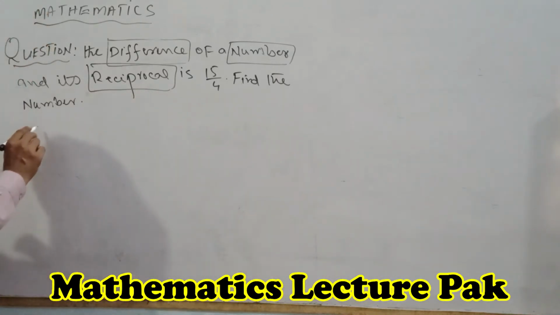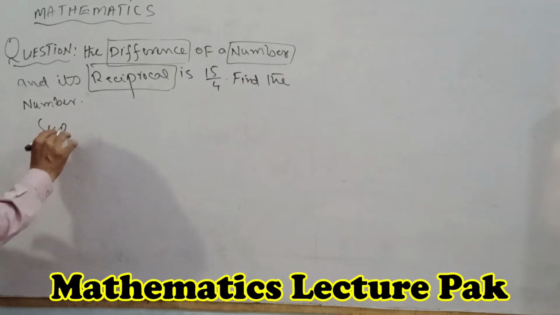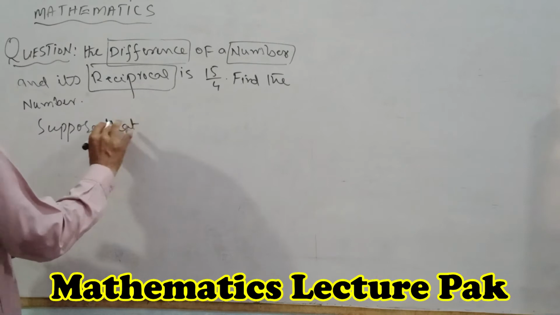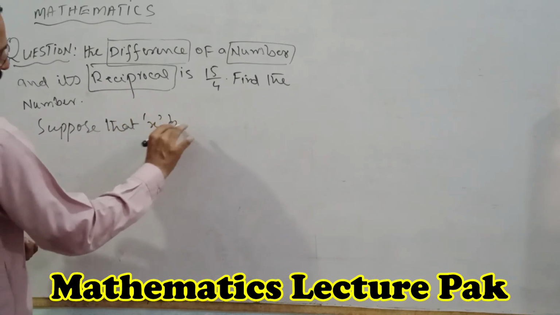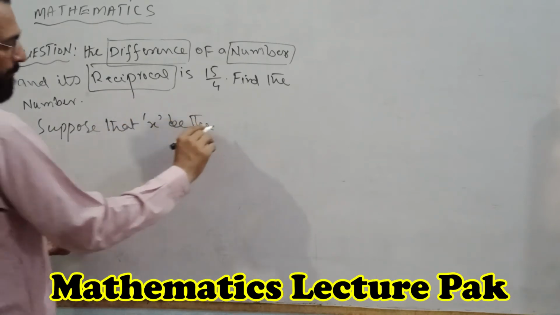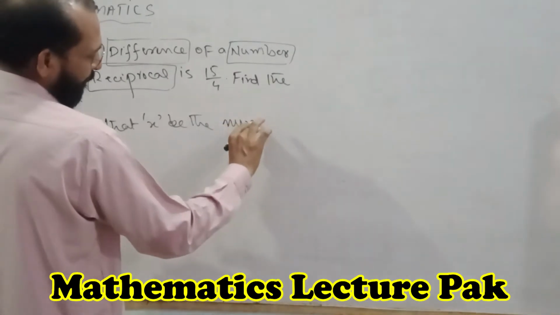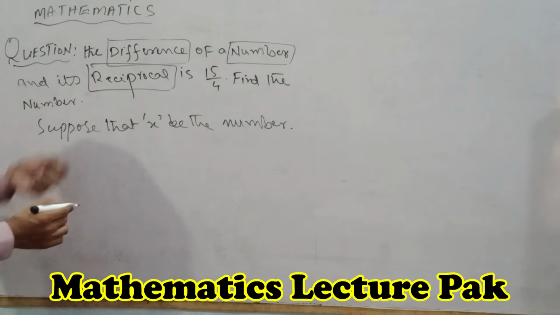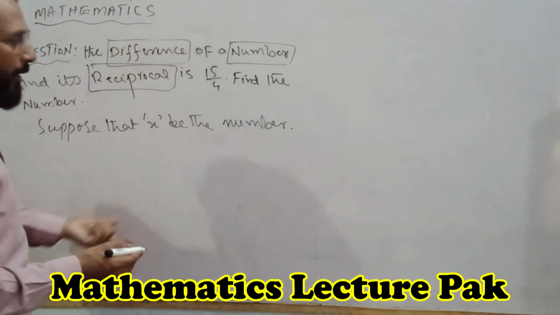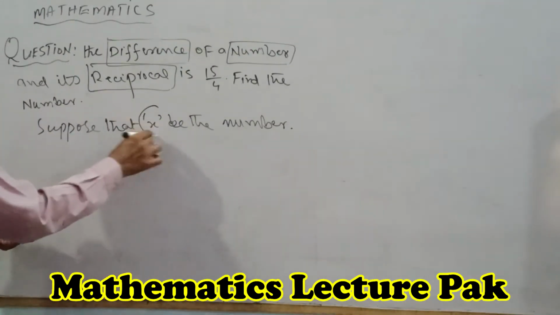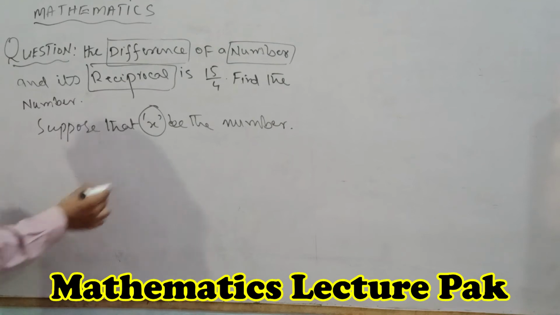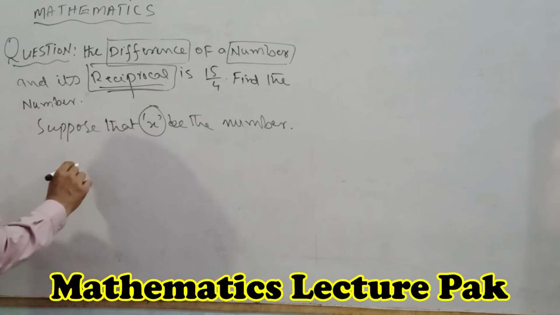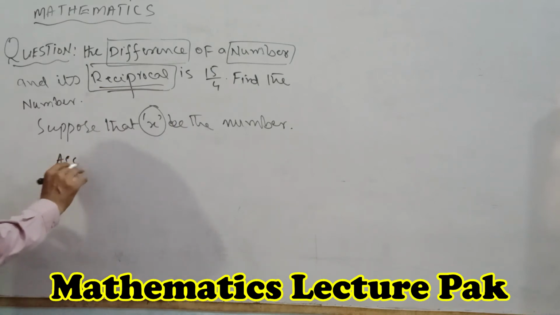First of all, we have to suppose that x be the number. X be any number. So we take the statement. This is the number which we can find as this and its reciprocal according to its statement.